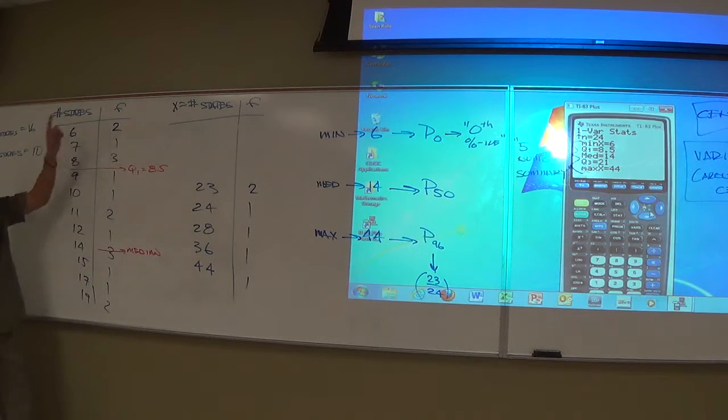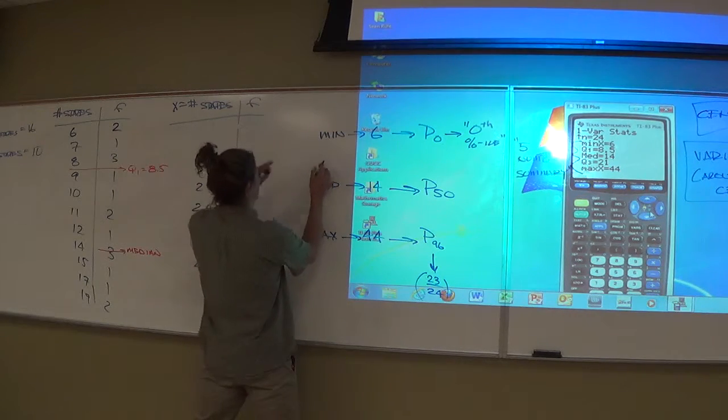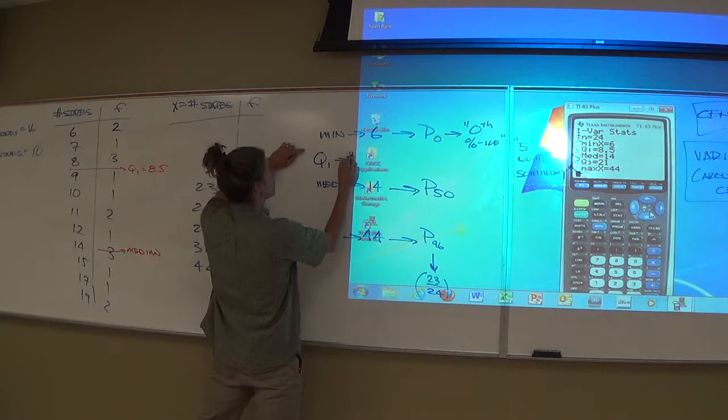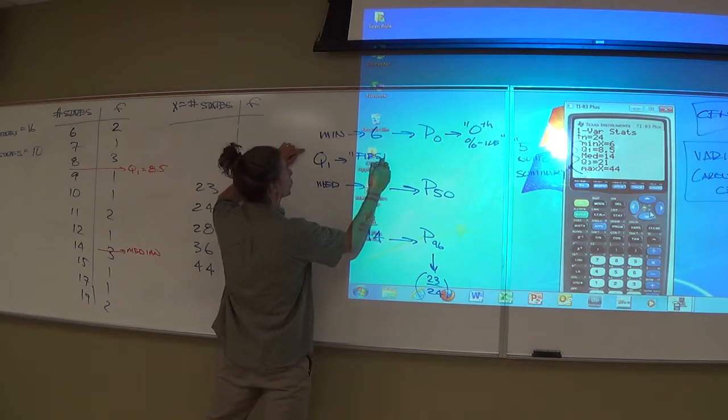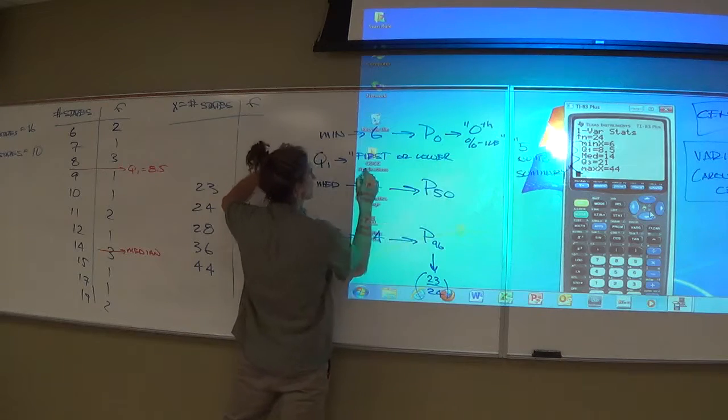So if you take the bottom half of the data and split it in half again, not by balance point, Dawn, but just by location, you construct what is Q1, which is also the 25th percentile. It's called the first quartile. Q1 in language is called the first or lower quartile.